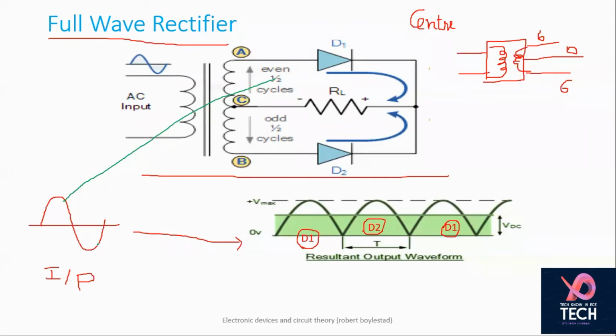One more thing in this particular case, that is peak inverse voltage. So when this diode is off and this diode is on, what is the voltage across the off diode? Vmax. Vmax is there.